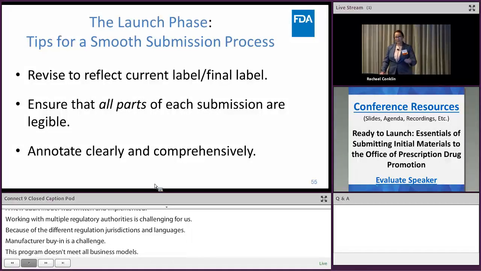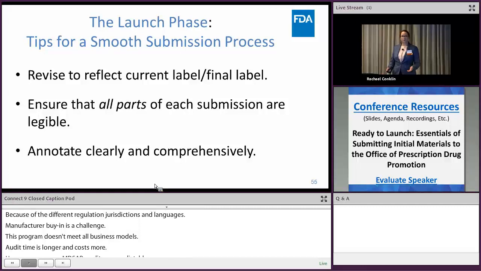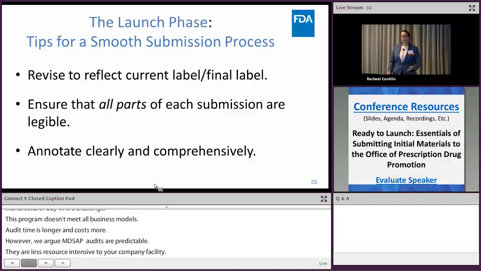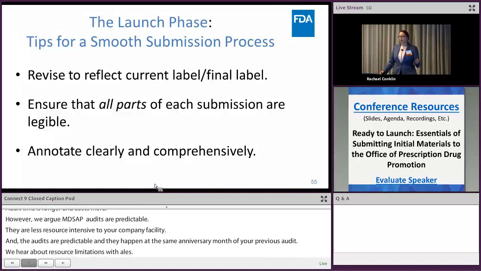And then that brings us down to annotations. So as I said, we require both a clean and annotated copy of promotional materials that are submitted for advisory comments. And those annotations really need to be clear. They need to be comprehensive. That means all of the claims that are included in those materials, from your headlines to your footnotes, anything that you may think is self-evident because it's from the prescribing information, all of those things still need to be annotated.